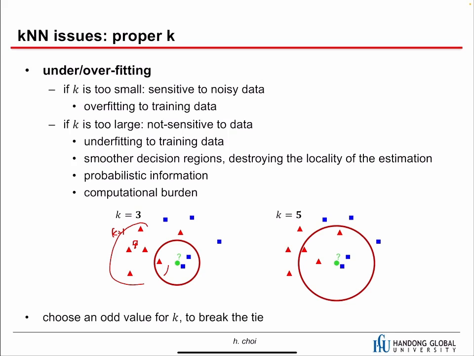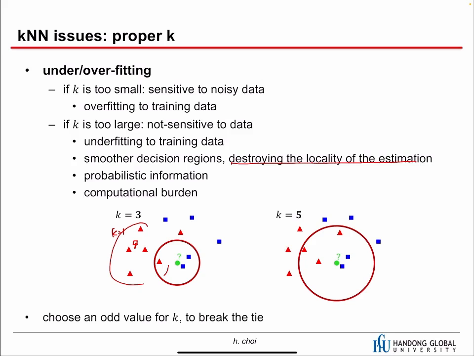But as we increase k, the boundary will be really smooth, which means it will not be sensitive enough to the training samples. So there is a trade-off. It could always be underfit or it could be overfit. We have to find the proper area between these two extremes. But if k is too large, then it is underfitting, and the boundary is smoother than before, and it can destroy the locality of the estimation.